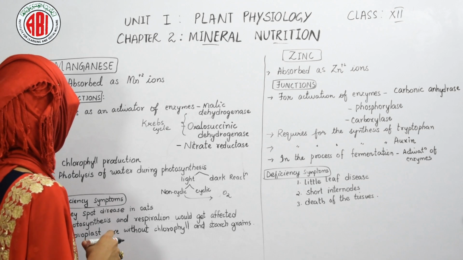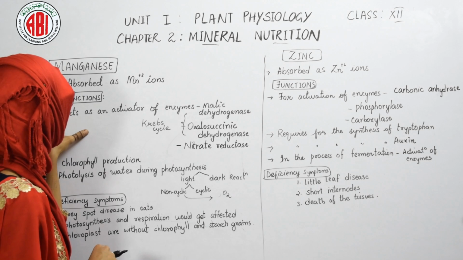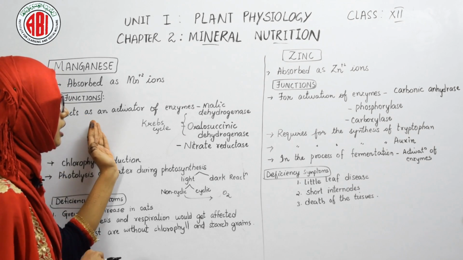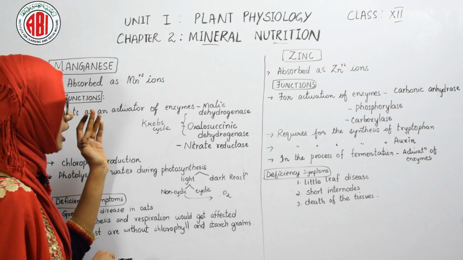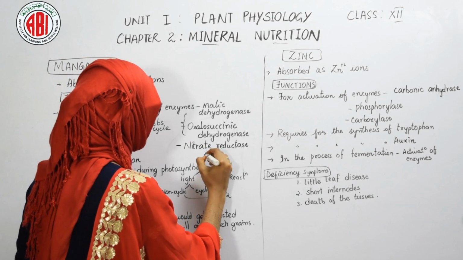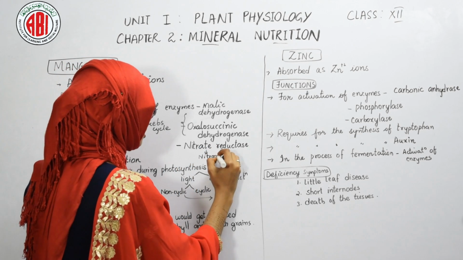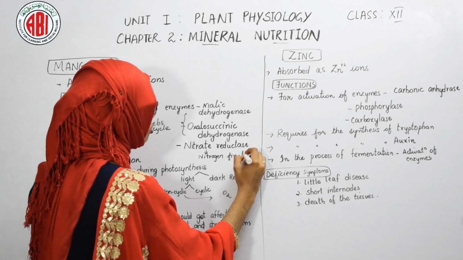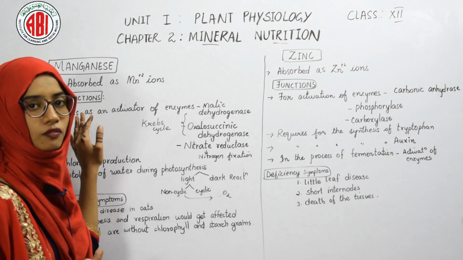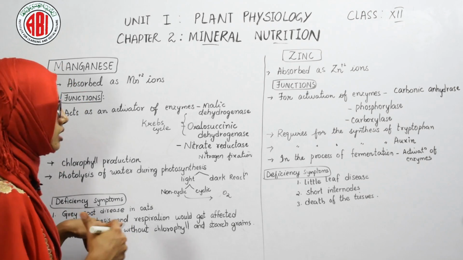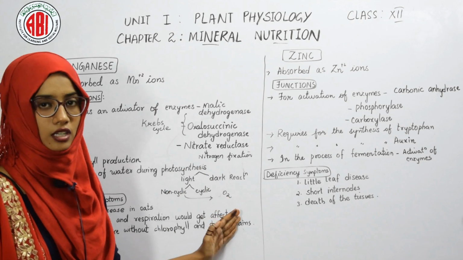And the next symptom, as we have discussed while reading the functions of manganese, is that it helps in photosynthesis as well as in respiration reactions, and also it helps in activation of nitrate reductase which is required in the nitrogen fixation process. Due to the deficiency or absence of manganese ions, we can see the rate of photosynthesis and respiration would get affected.